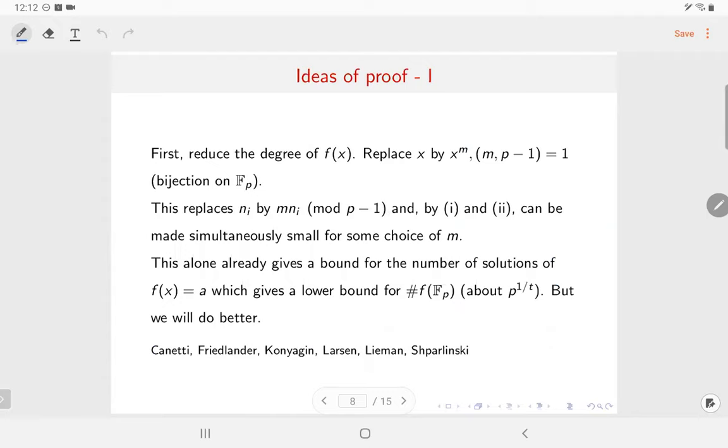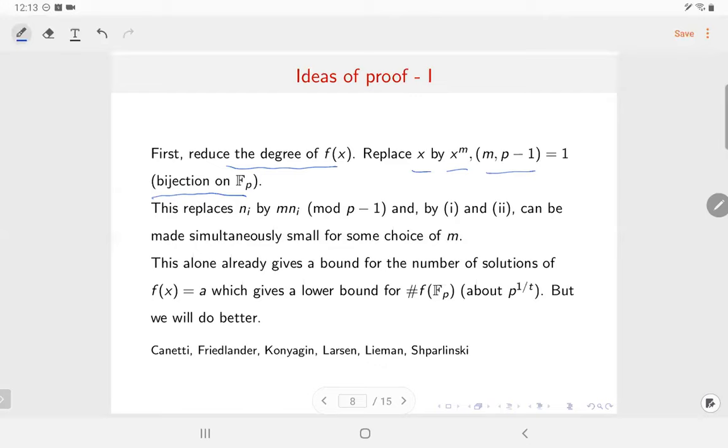So the first thing is, as I said in the beginning, I'm going to have a polynomial with arbitrary degrees, so it has only t terms, but the degrees of the terms can be anything you like. But I'm going to use a trick to reduce the degree. And the trick is as follows. You replace x by x to the m, where m is prime with p minus 1. So x goes to x to the m is a bijection on F_p. So replacing x by x to the m doesn't change the image of the polynomial. So you compose f with a bijection, you get another map with the same size of image.